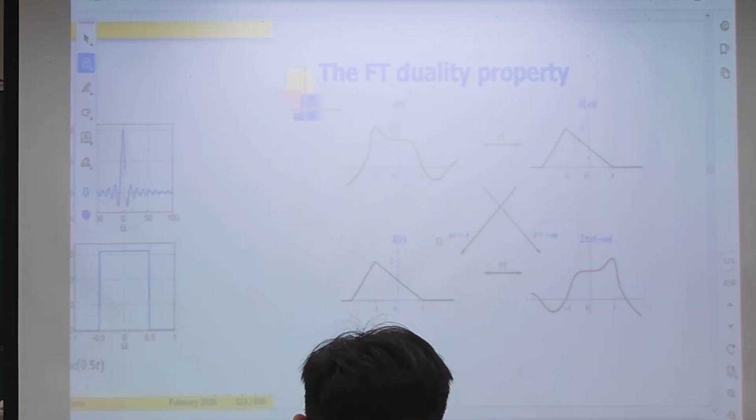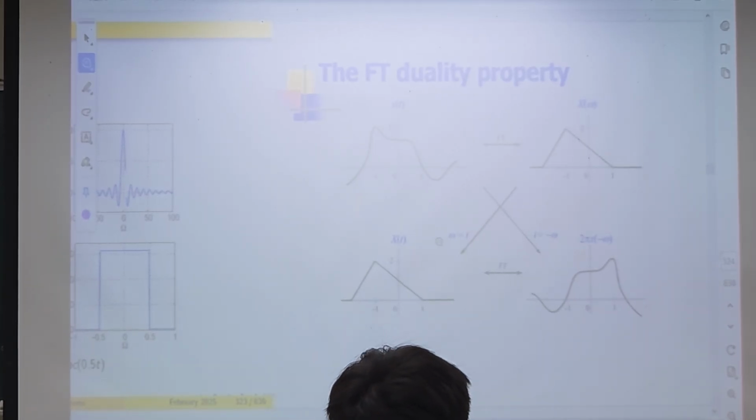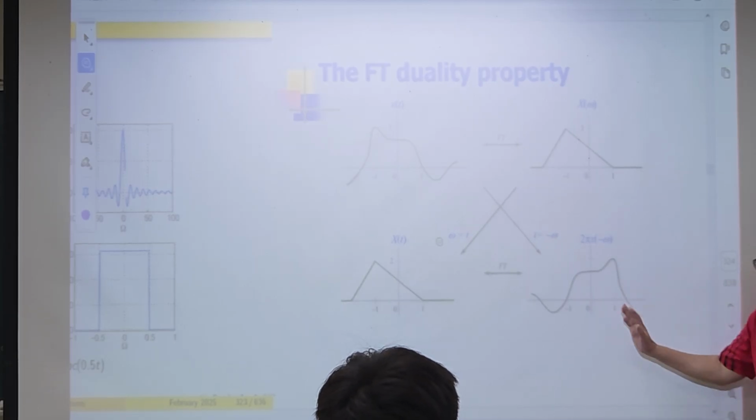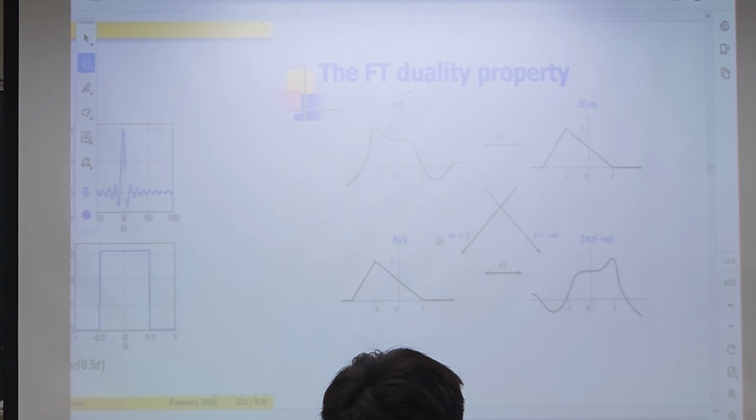Okay? That's a very interesting result. That's the duality of the Fourier transform. Duality of the Fourier transform. Okay? Got it? Alright? Okay. So keep that in mind. That's a very important property.